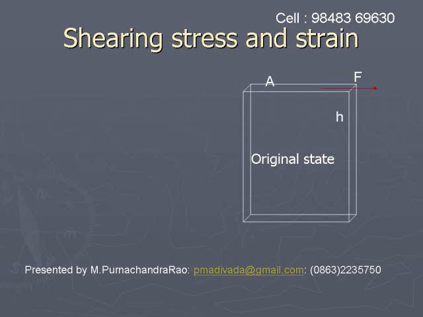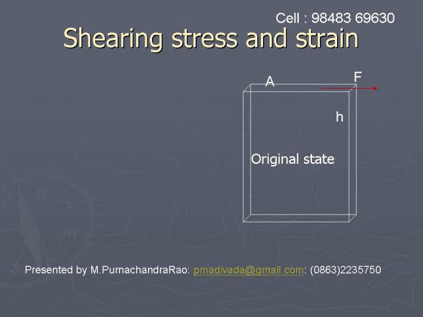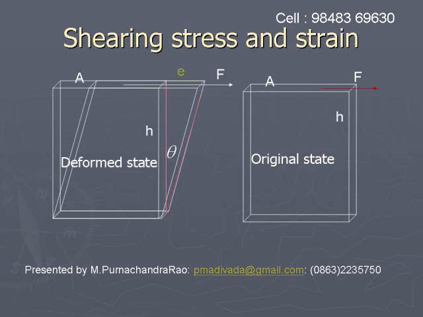To find relations for shearing stress and shearing strain, let us take a cuboid, a cardboard-like cuboid. If a force is applied tangential to the upper surface, suppose the right hand side figure represents the original cuboid and the left side figure represents the deformed state. When a force F is applied tangential to the top surface, keeping the lower surface constant, the top layer displaces by a distance small e.